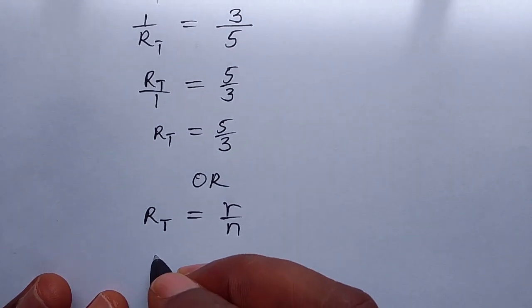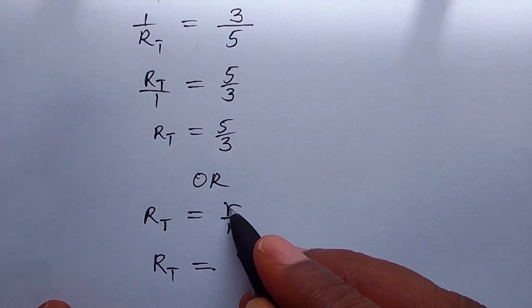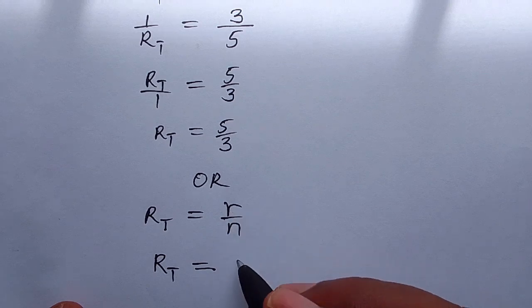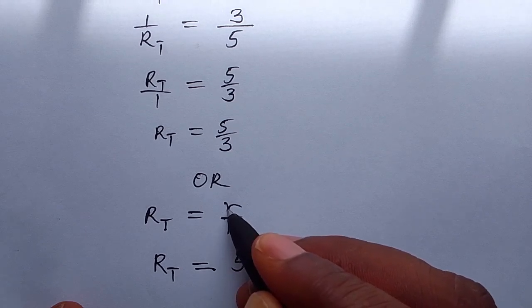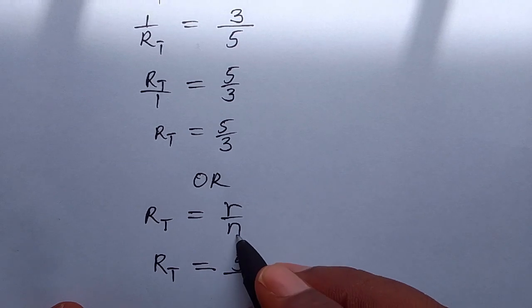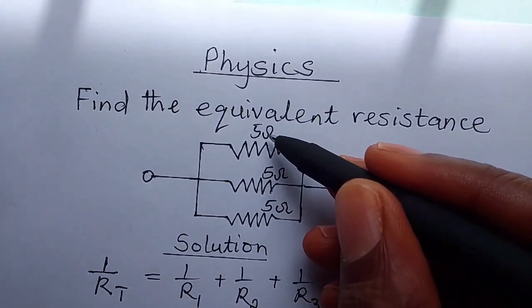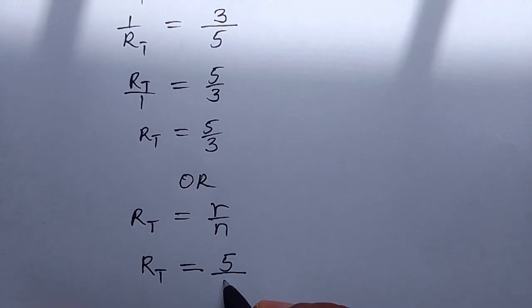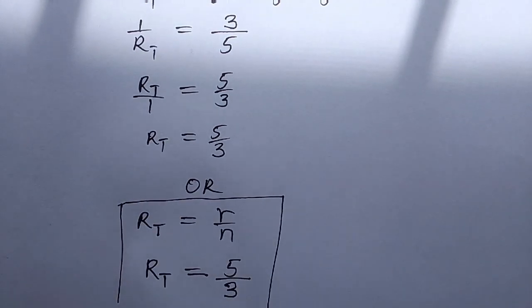My R_T is equal to, what is R? R represents the value of the resistor, which is 5 ohms in this case. So I substitute 5 for R, the value of the resistor, over N, which represents the number. How many resistors have the value 5 ohm? We have 3. 1, 2, 3. So N represents the number. So I put 3. So you can see in this other method, you only use just 2 steps.